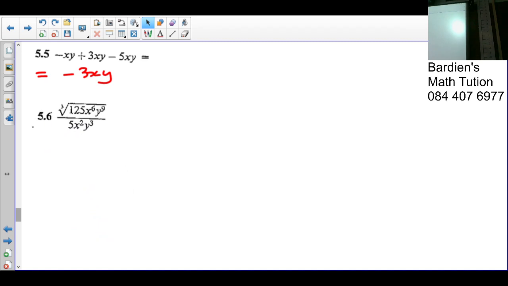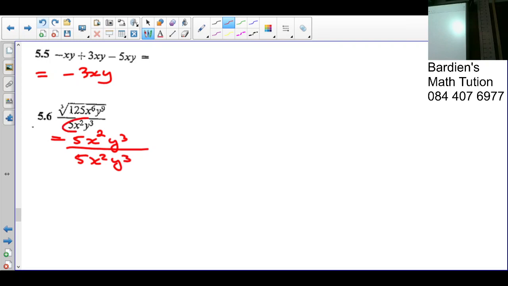5.6. What is the cube root of 125? 5. X to the exponent? 2. Why? Because that would have been 6 over 3. 6 over 3 is 2. Y to the exponent? 3 over 5x squared y cubed. That is coming from there. Now what? So they all cancel. 5 going into 5 once. X squares cancel, y cubes cancel. The answer is? Any confusion? No.